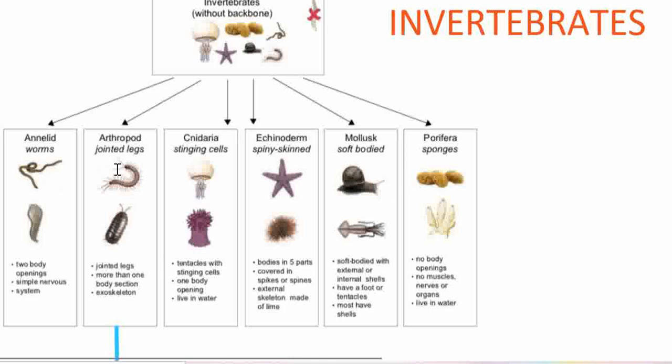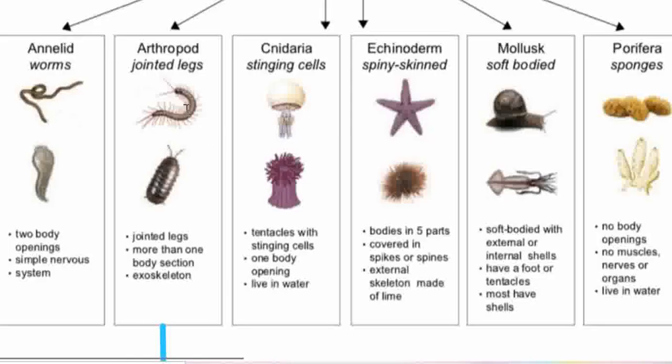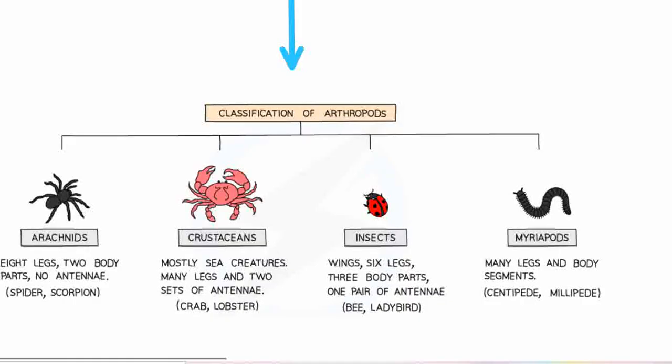And in arthropod, again, it is divided. So arthropod has jointed legs, more than one body section, and an exoskeleton. It means external skeleton. Now, arthropod is again divided into different subgroups. This is a classification of arthropods: arachnids, crustacean, insects, and myriapod.